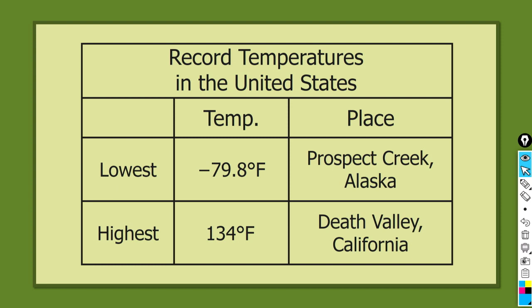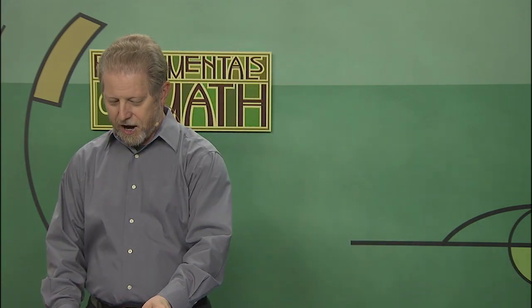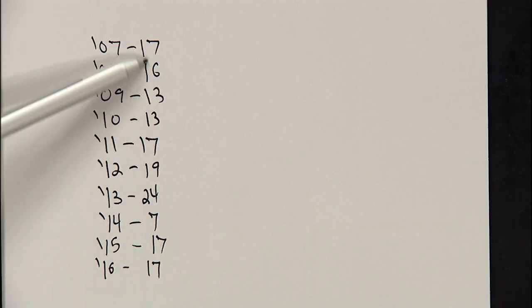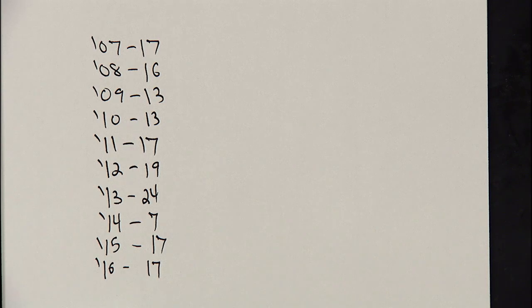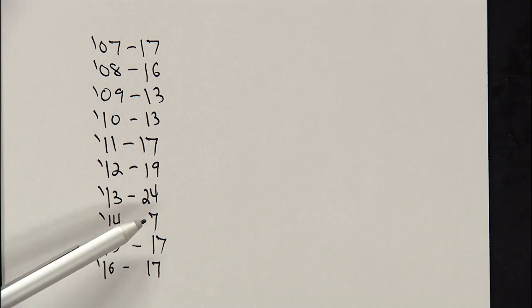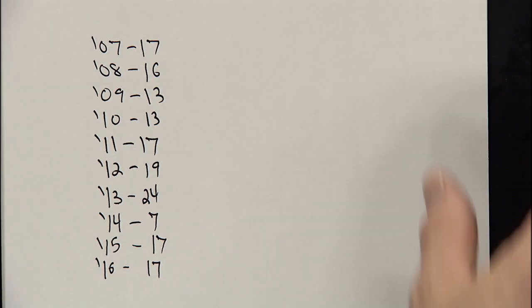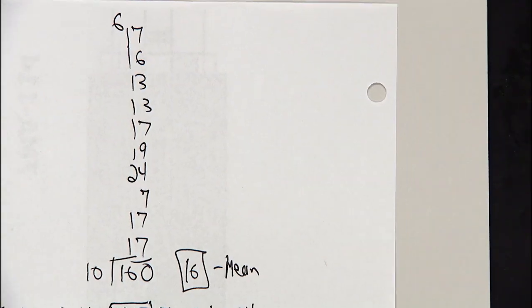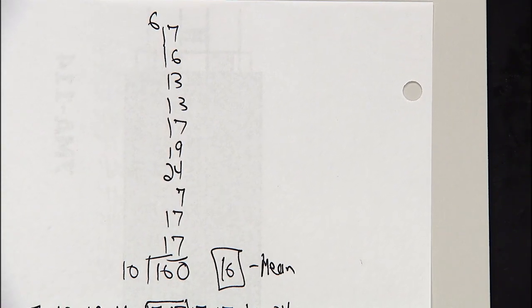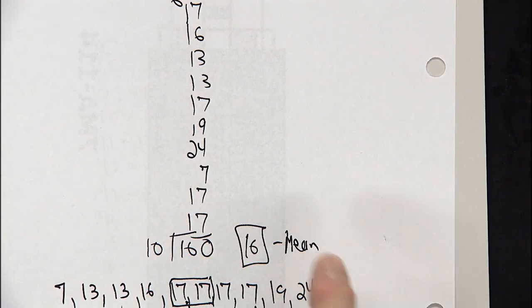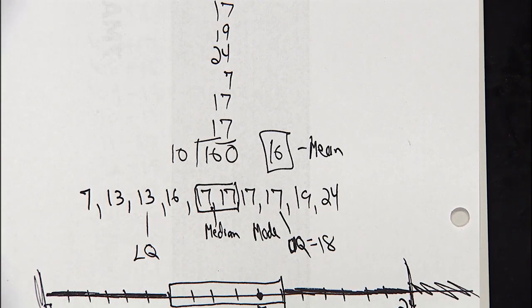That is cold. Now, I went back and grabbed what I had on my computer here, the temperatures. This is our coldest temperature in each year. Okay, this is Greenville. We had a 7 in 2014. Now, I went ahead and took that data and averaged it up. There's our mean, 16. Put them in order. There's our median of 17.